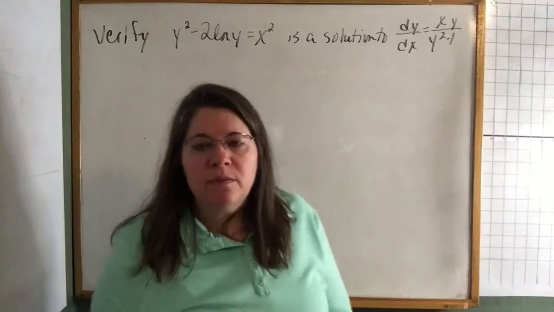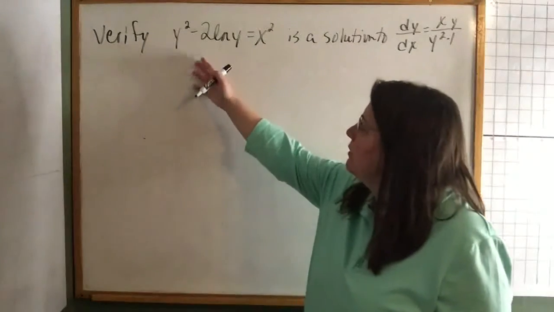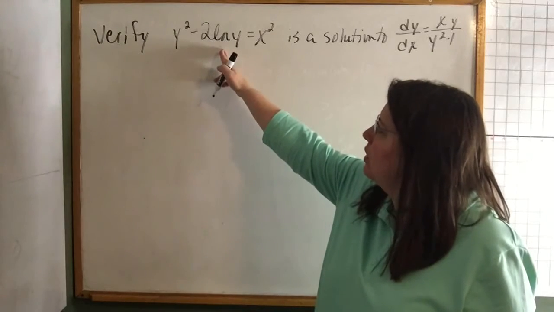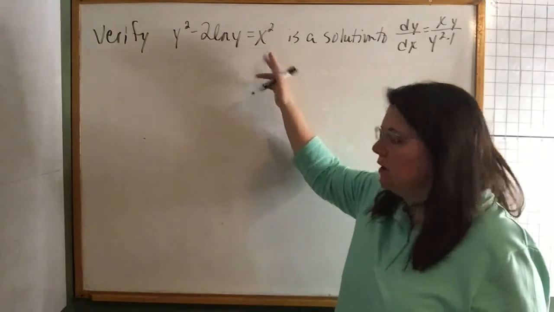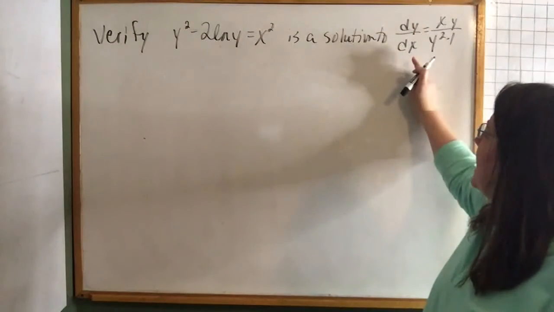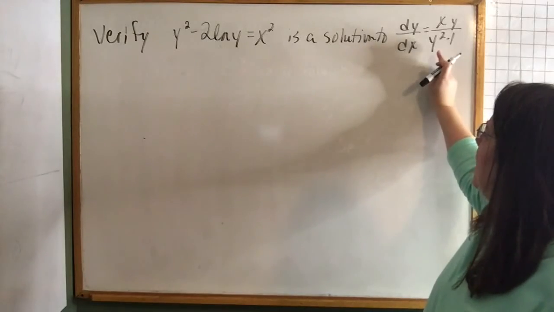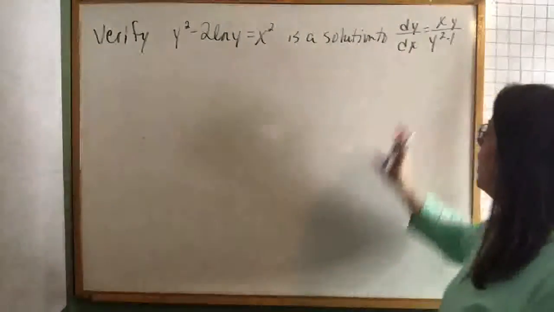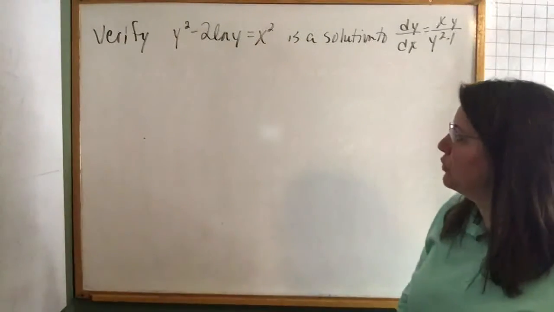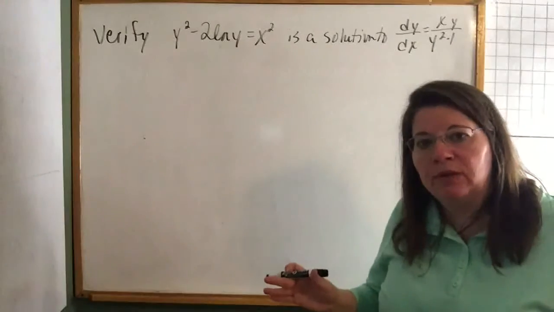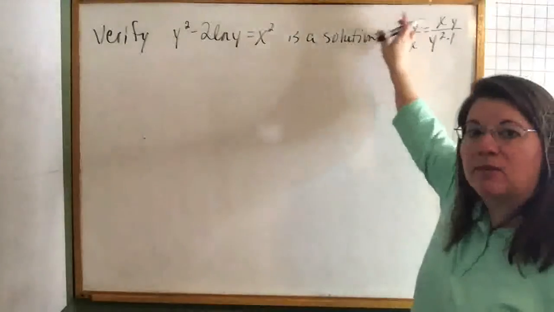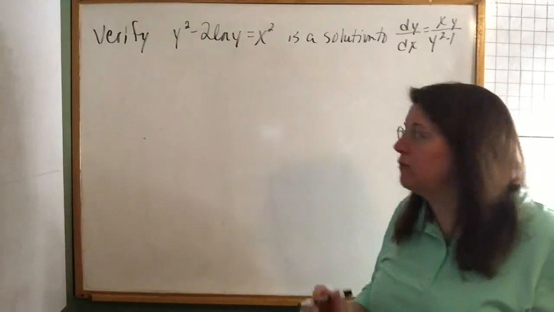In this one, they're using some different symbols. Here they want us to verify that y squared minus 2 natural log of y equals x squared is a solution to dy over dx, the derivative of y with respect to x, and showing that that equals xy over y squared minus 1. So we're trying to verify that these two things are true. Instead of y prime and y double prime, they're just using dy over dx. That really is the same thing as y prime. They're just using a different notation for that.